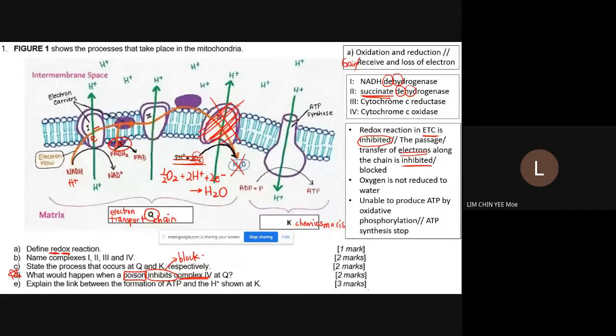Itu one mark. And then try to relate. Complex 4 dia terlibat dalam apa? Dia terlibat dalam bagi elektron dekat oksigen. So it means that if without complex 4, electron cannot be given, tak boleh reach oxygen, so water will not be formed. Oxygen is not reduced to water. Make sense? Point 1, 2 ini boleh faham?